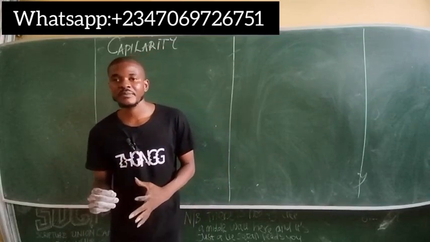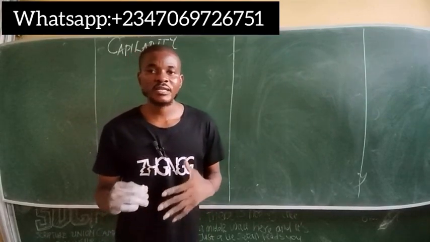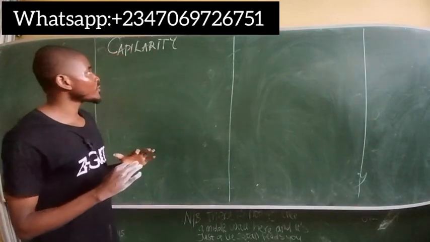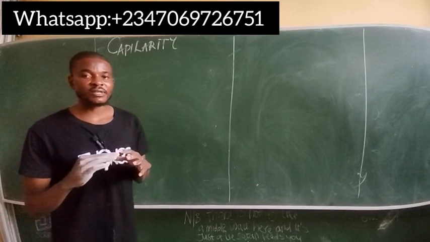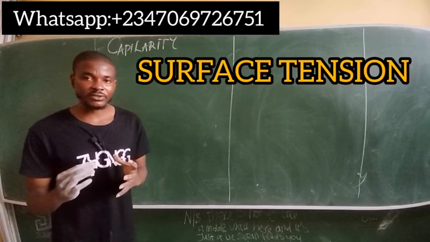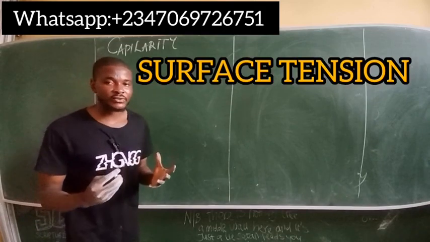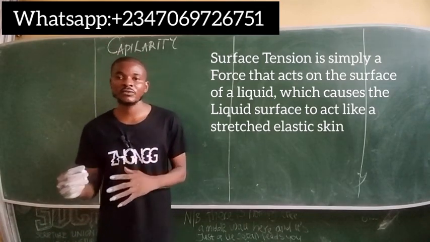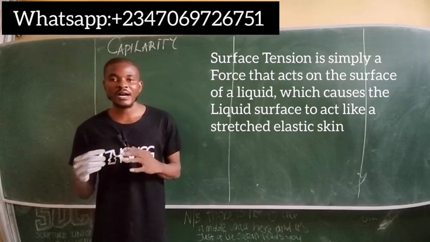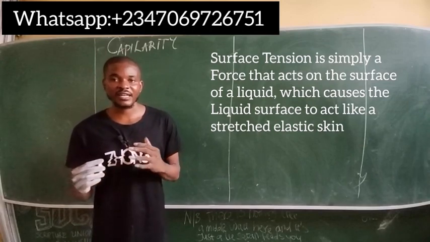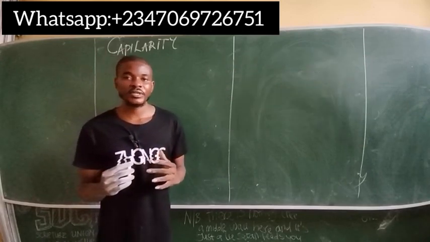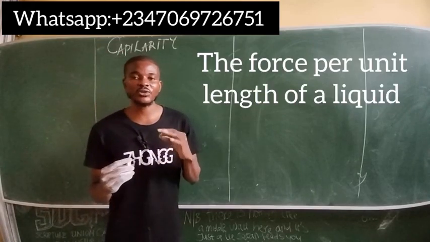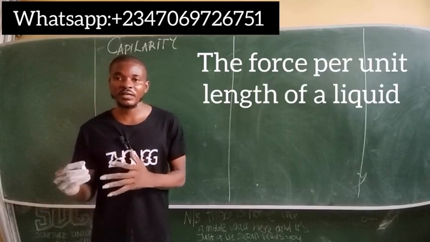Welcome to Engineers Mindsets. So in today's class, we are going to be talking about capillarity. But before we do capillarity, let us understand the basic idea of surface tension. What is surface tension? Surface tension is simply a force that acts on the surface of a liquid, which causes the liquid to act like a stretched elastic skin. Mathematically, it can be defined as simply the force acting within a unit length of a liquid.